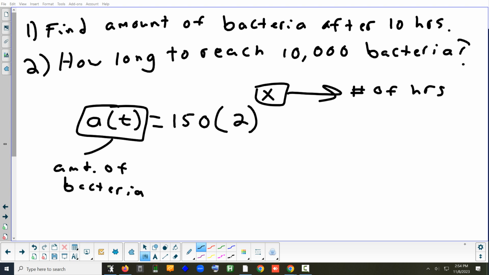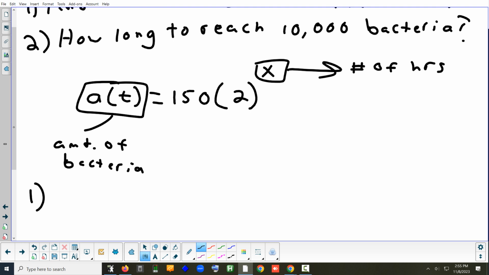So I want to find two different things. One, how many bacteria will I have after 10 hours? And then two, how long does it take to reach 10,000 bacteria? So the difference is where you plug the number in. Okay, so we got to make sure we know just where to put it. So let's start with part one.